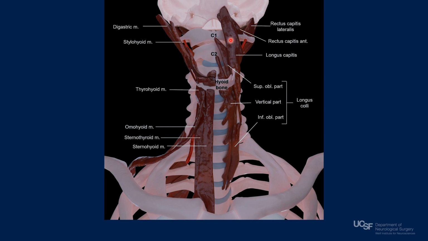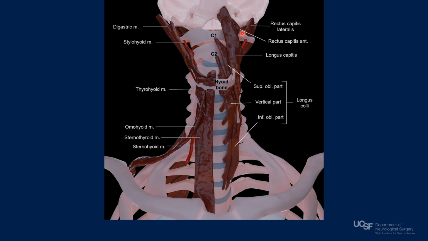In a deeper plane, what we see right here, from medial to lateral, is the longus colli, which has three parts: a superior oblique part, a vertical part, and an inferior oblique part. The superior oblique part, or the most superior attachment, happens at the anterior tubercle of the anterior arch of C1, and laterally we see the longus capitis that lies just lateral to the longus colli. It has an attachment over the basilar portion of the occipital bone.